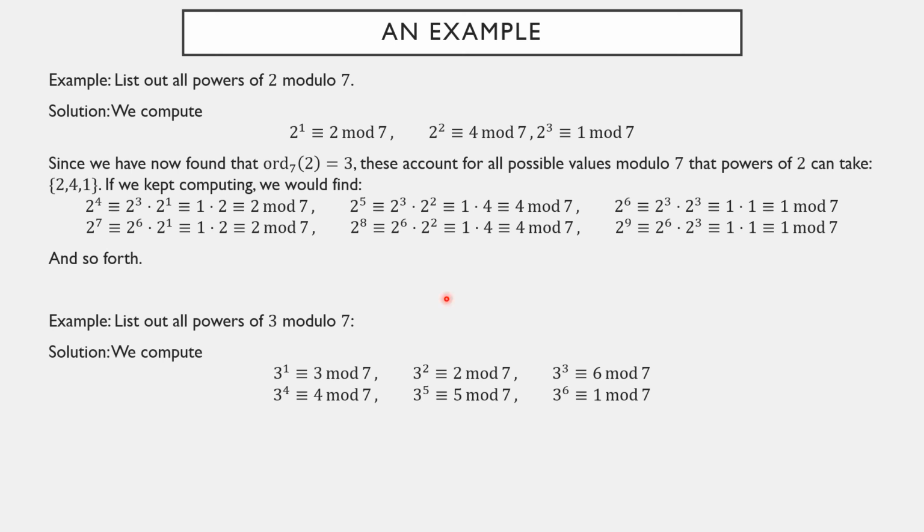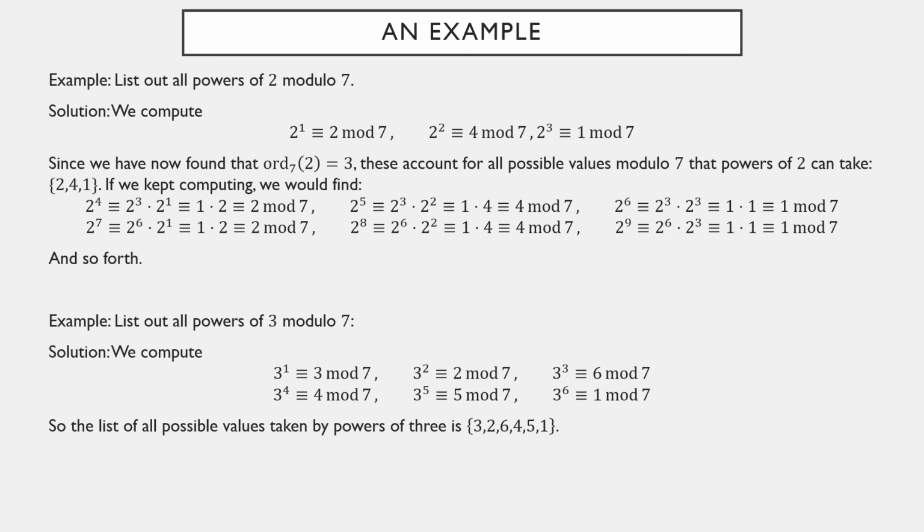Note, all I'm doing is taking the previous power of 3 and multiplying it by 3. So 3 to the 5th is 3 to the 4th times 3, so 4 times 3, 12, which mod 7 is 5. 3 to the 6th will be 3 to the 5th times 3. 5 times 3 is 15, which mod 7 is 1. Now that we have found the order, the order modulo 7 of 3 is 6. This was the first power of 3 equivalent to 1 mod 7.